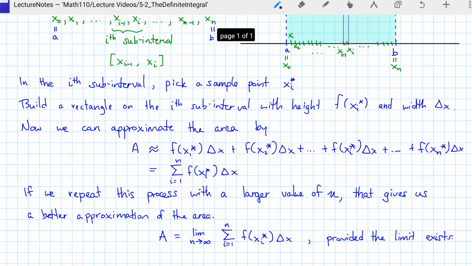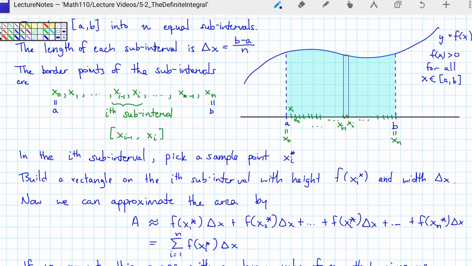This is a process that has the meaning of calculating the area under a curve for a positive-valued function. And the thing is, there is nothing that stops us from doing this process to a function that is not everywhere positive. And so the question becomes, could we do this with any function? And the answer is yes.